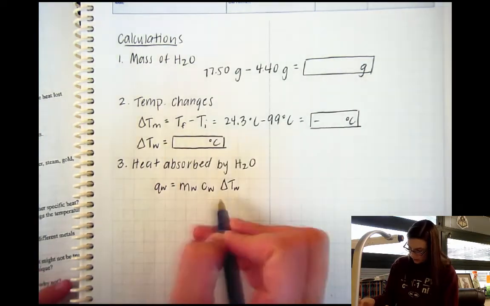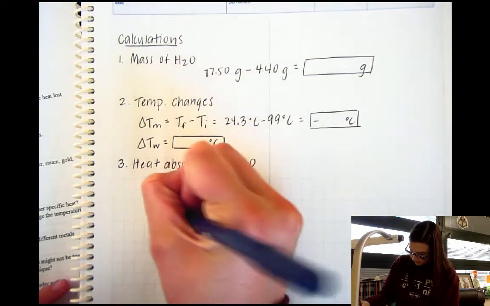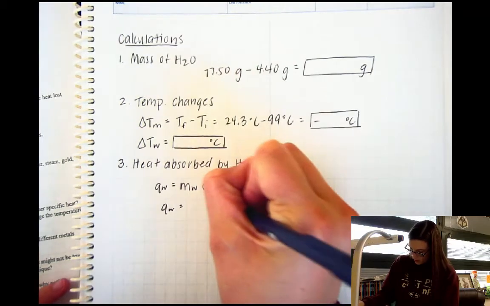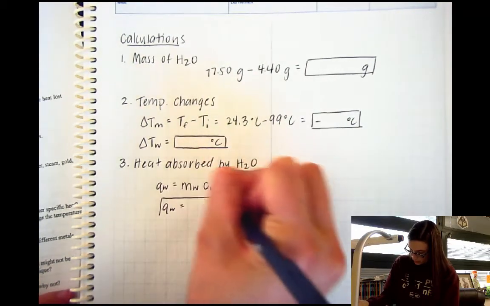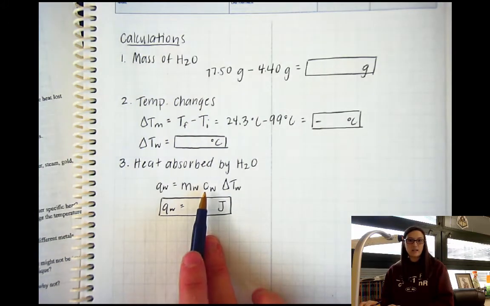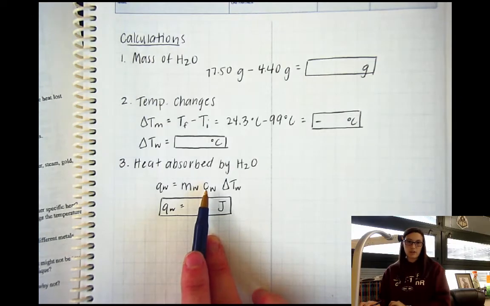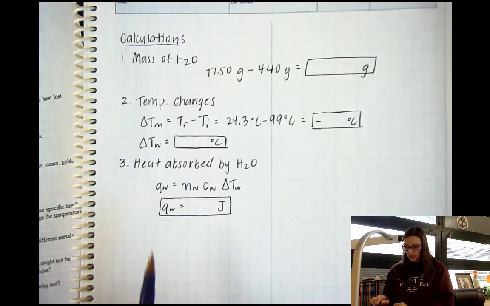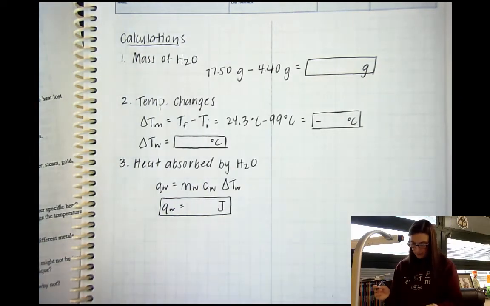So plug all of your values in, and your answer will be in joules. Should be a positive value. Again, C is joules per gram degree Celsius. It's in the background information for the value of C. That gives you your Q of water.